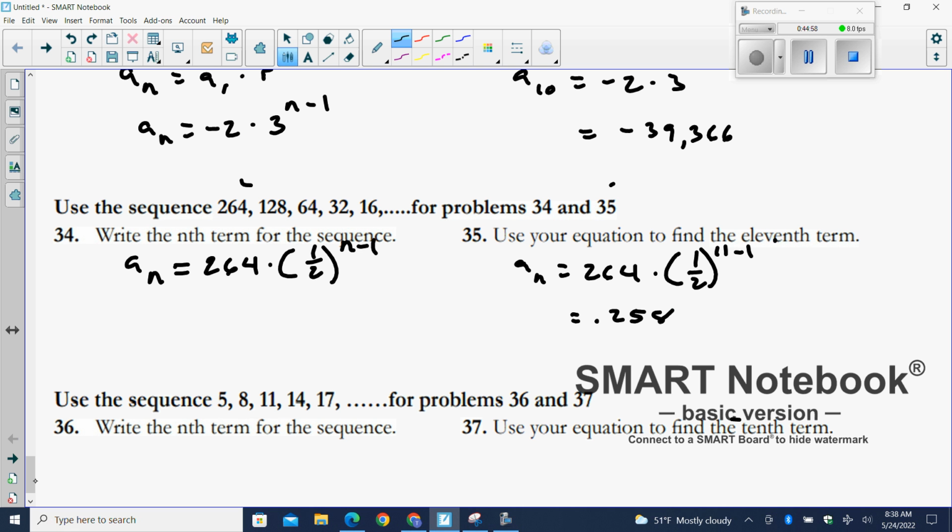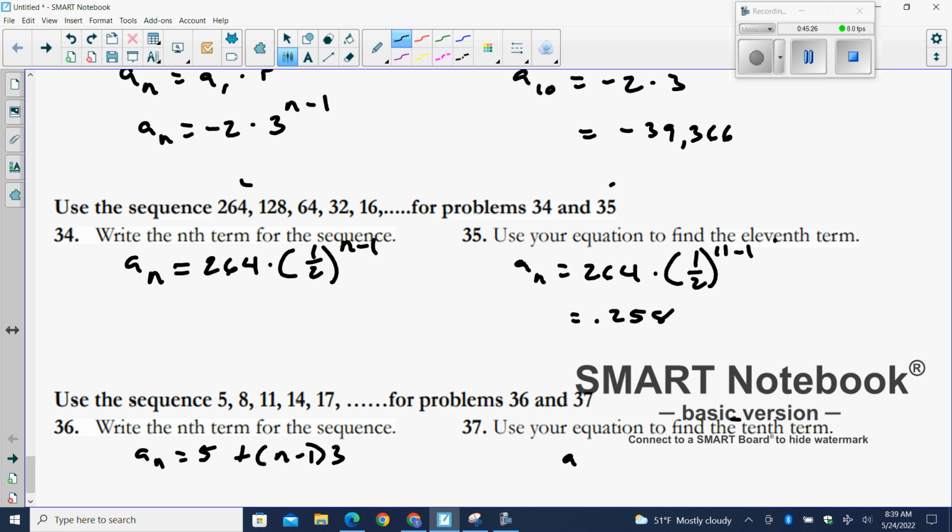Okay, last question. 5, 8, 11, 14 looks pretty arithmetic to me. We're adding 3 every time. So my equation, a sub n equals a1 plus n minus 1 times d. When it's a positive d, you don't have to have the parentheses because a 3 touching the parentheses means multiply. There's no negative sign to make it look like subtraction. So we're good to go.